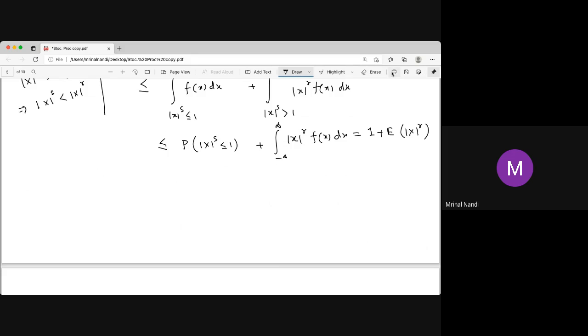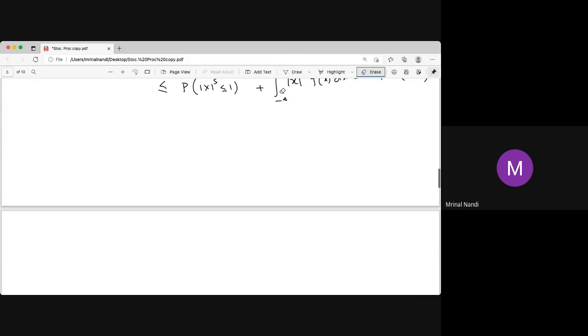So this is a very important thing: if the higher order moment exists, then the lower order moment exists. If the variance exists, then the expectation exists, obviously, since the variance is defined in terms of expectation. If the second order raw moment exists, then the first order raw moment also exists. Now the next theorem is this.